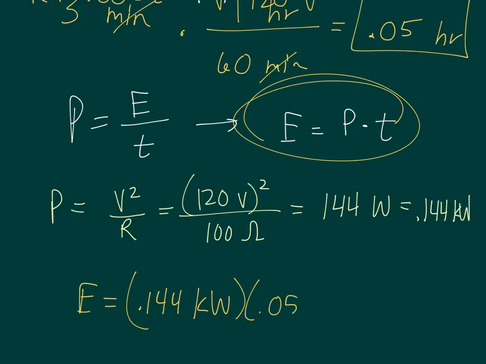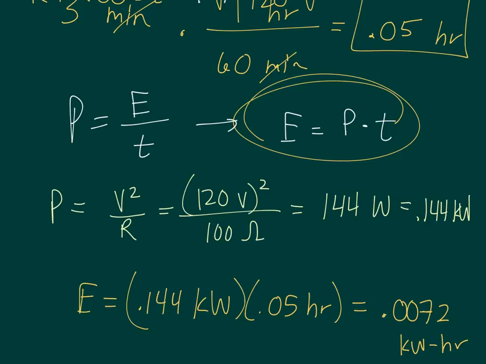Emma, go ahead. Careful, because that got bigger, right? It can't get bigger. It's got to get smaller. 0.0072. Is that right? 0.0072? Yeah. Yes? Okay.